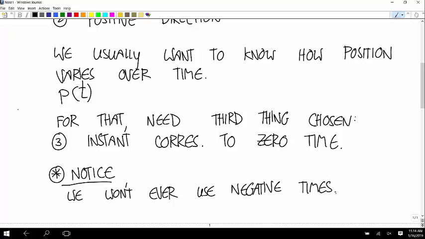So your zero time has to be before any of the stuff you're trying to measure.